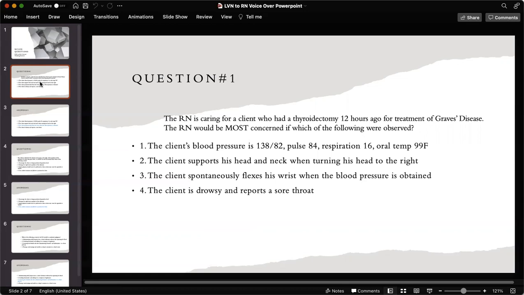And then I'm going to move on to my next step, which is going to be assessment versus implementation. So number 1, the client's blood pressure is 138, and then it gives the rest of the vital signs. We know that that is assessment because we're gaining information. Number 2, the client supports his or her head and neck when turning his head to the right. That is assessment as well because we are assessing this happening. Number 3, the client, and if you're not sure about that one, even when I looked at it, I'm like, is that assessment?